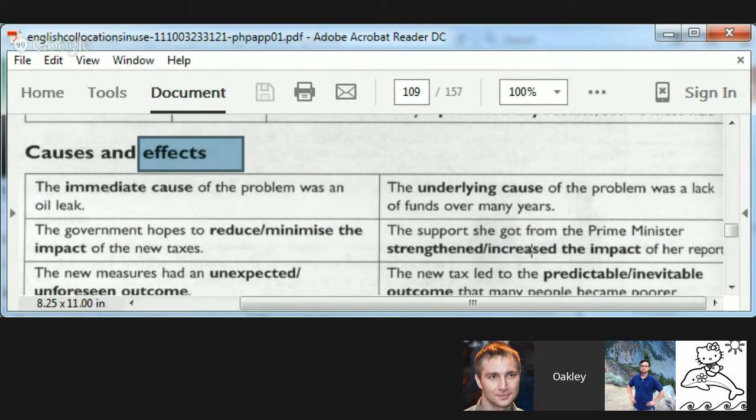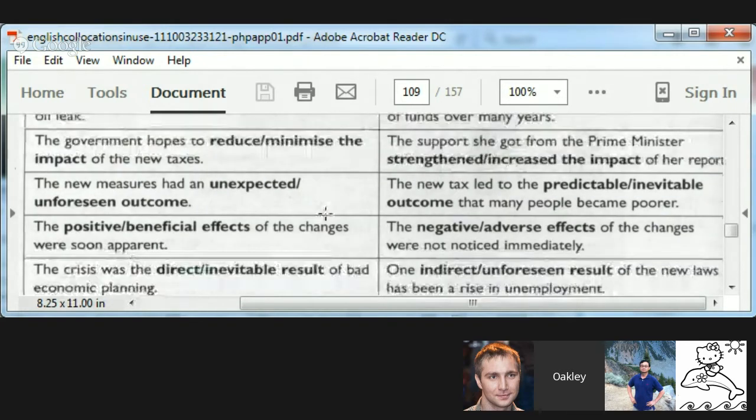Okay. Support she got from the Prime Minister. Increase the impact, strengthen the impact, then that's very positive. The support is obviously very positive. The cause. But when you're talking about the impact, it is basically the effect. Okay, Alex.